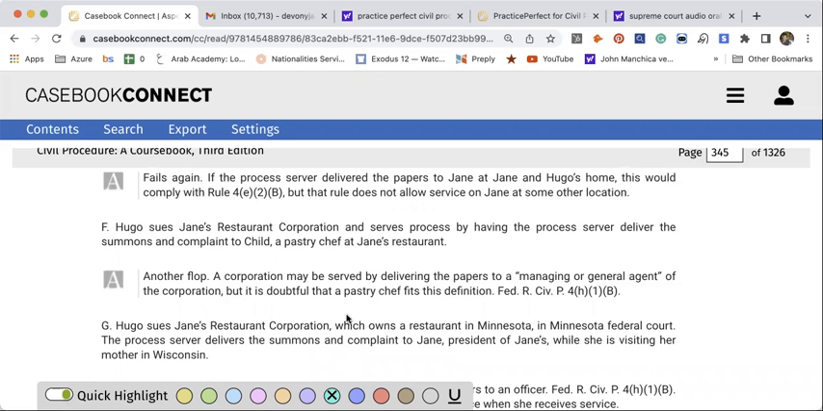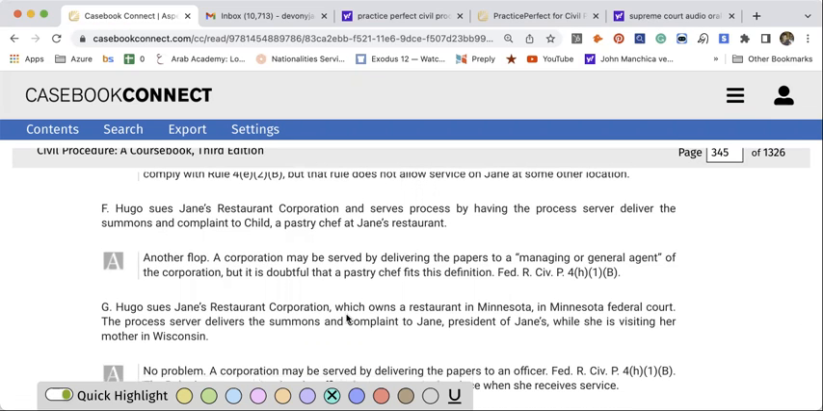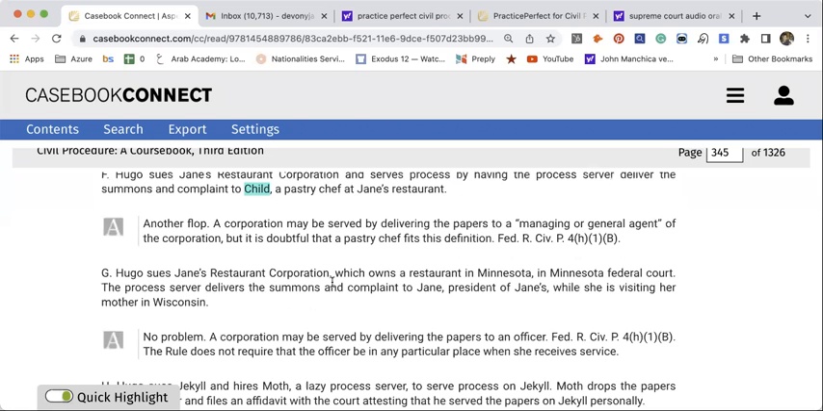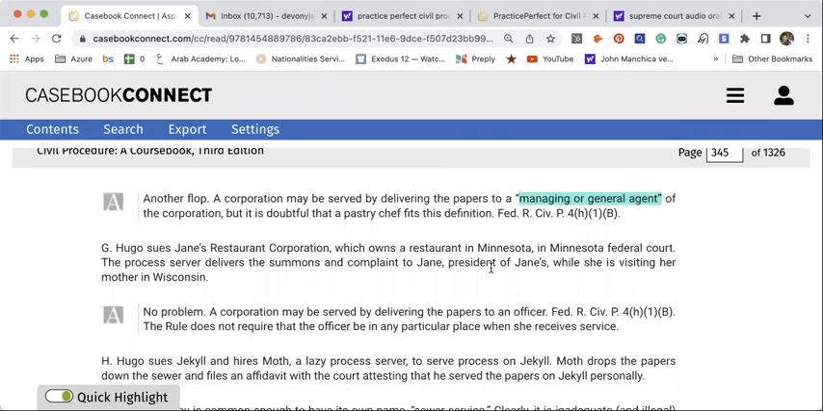Hugo sues Jane's Restaurant Corporation and has the process server deliver the summons and complaint to Child, a pastry chef at Jane's Restaurant. Another flop. A corporation must be served by delivering the papers to an officer, a managing or general agent of the corporation, but it is doubtful that a pastry chef fits this definition.